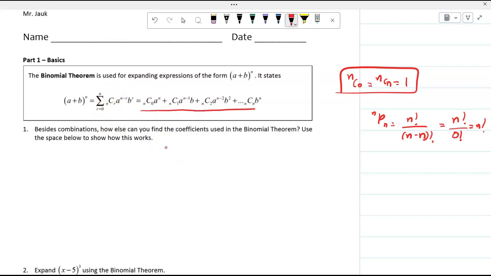So the power of a keeps on decreasing: a raised to n, a raised to n minus 1, a raised to n minus 2, up to a raised to n minus n, which becomes 0. A raised to 0 is 1. The power of b keeps on increasing: b raised to 0, which we don't write as 1, b raised to 1, b raised to 2, up to b raised to n. So a keeps decreasing and b keeps increasing.